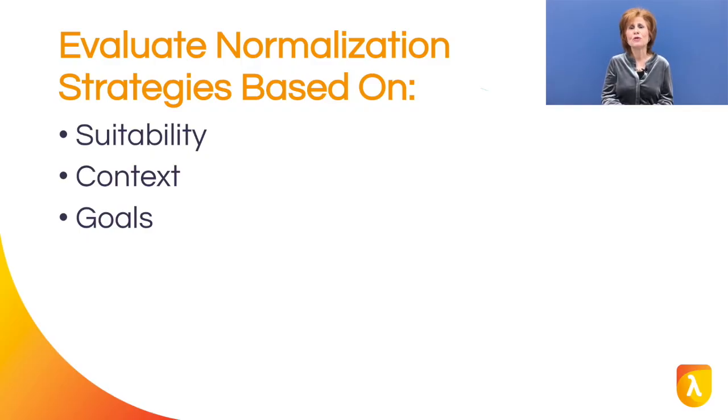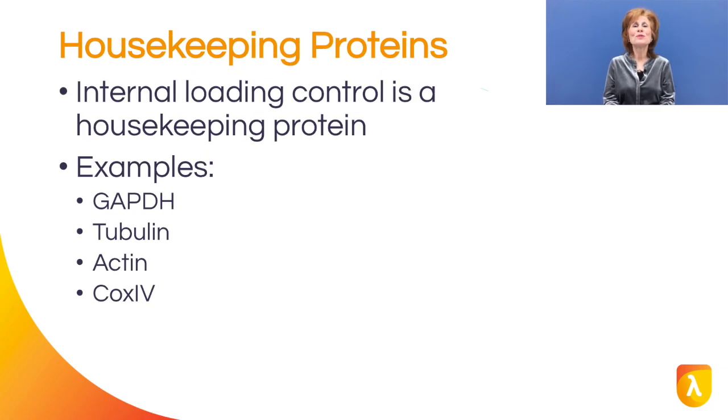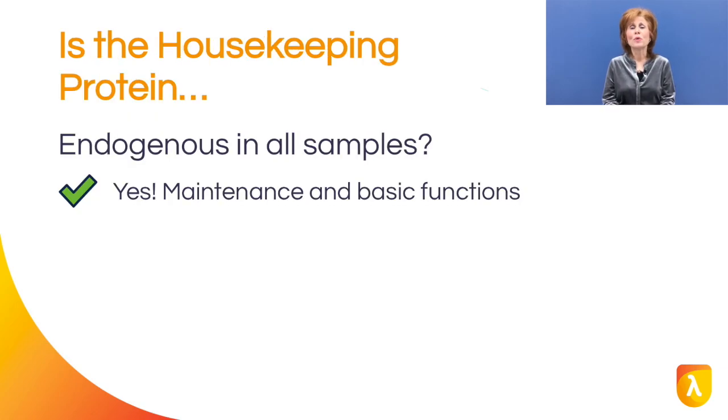There are 3 normalization strategies to evaluate for compatibility with the biology, context, and the goals of your experiment. The first and most well-known is the housekeeping protein strategy. A single common housekeeping protein, such as GAPDH, actin, or tubulin, is chosen as the internal loading control. For this internal loading control to be accurate, it must adhere to the characteristics we talked about earlier.